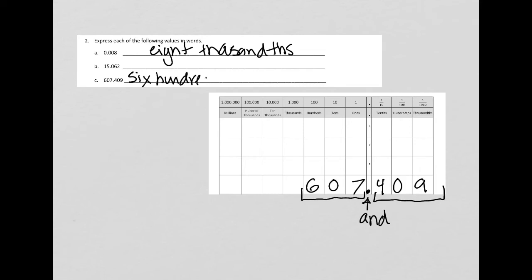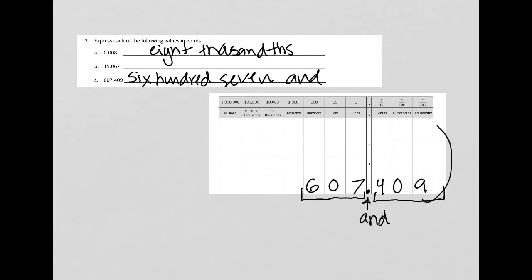Actually, we're going to just do 600, 607. And because that's our decimal, now I need to put the decimal in there. Now I see a 409. I want to read it as one number. So if I read it as one number, it's 409.